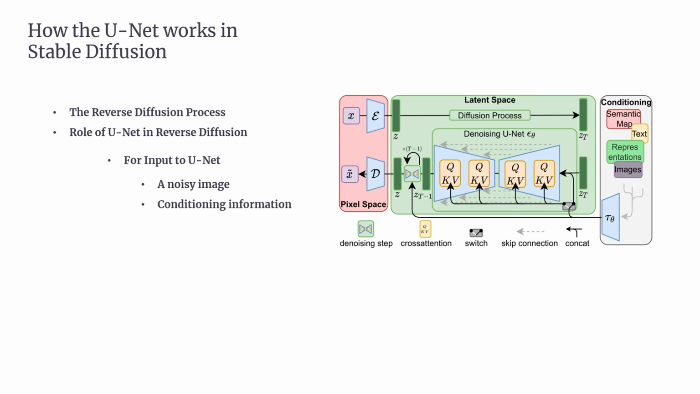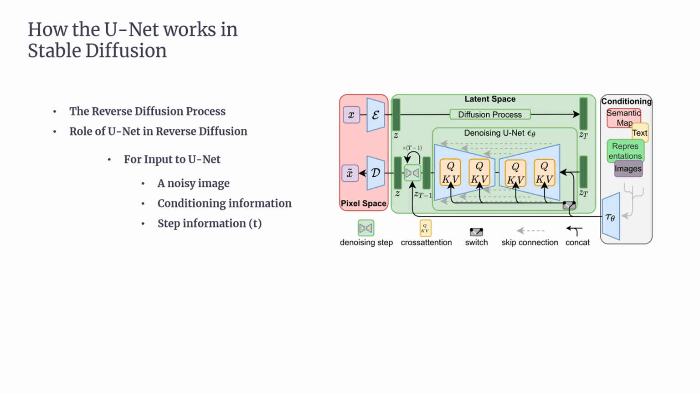2. Conditioning information, the text prompt. This is the guidance from the text description, encoded into a numerical form, a vector, by the text encoder. This conditioning helps steer the image generation process to match the given text. 3. Step information, T. This indicates the current step in the process, which helps the model understand how much noise should still be present and how close the image is to the final output.